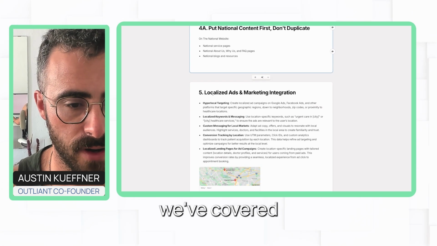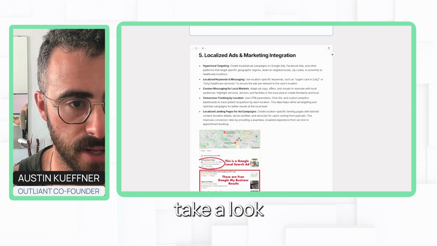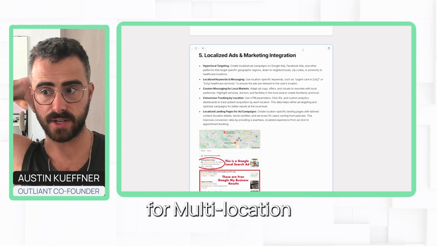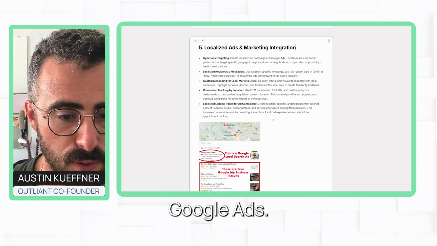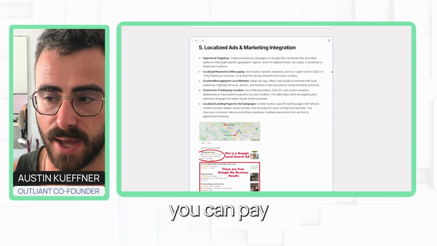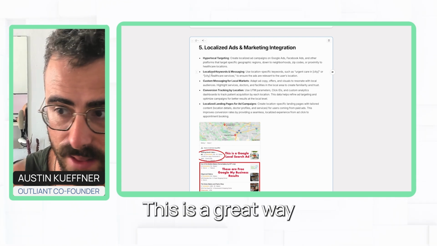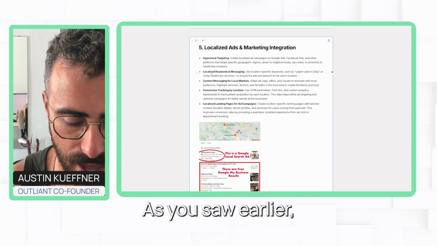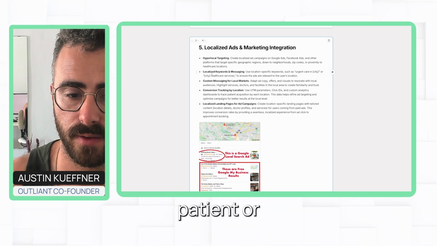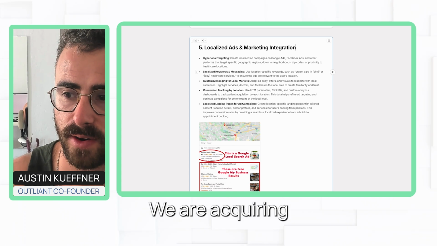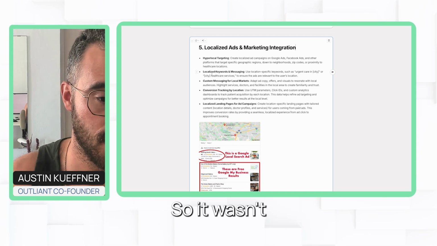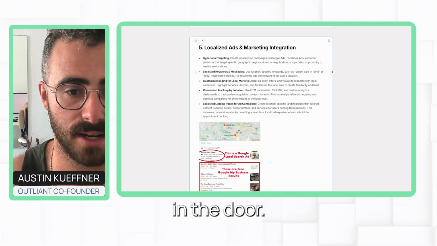So now that we've covered SEO, it's good to take a look at the ad strategies that work. And what really works best for multi-location businesses is Google Ads. So essentially, if somebody types in dentist in Austin, you can pay to have your business be number one. This is a great way to acquire patients. As you saw earlier, for Ideal Dental, we were acquiring patients using Google Ads at like $98 a form submission. So it wasn't that expensive to bring a new patient in the door.